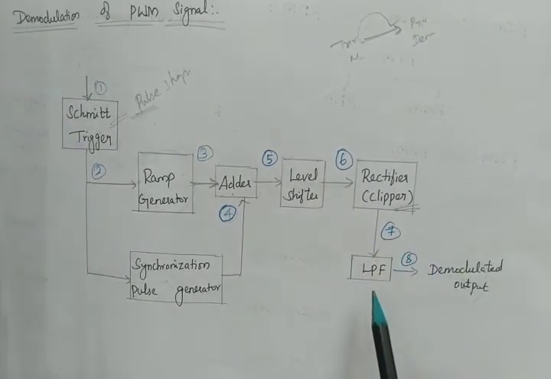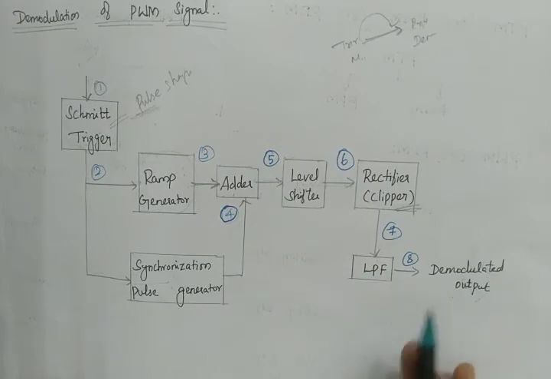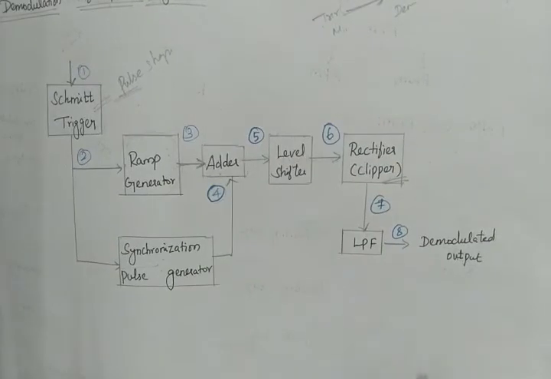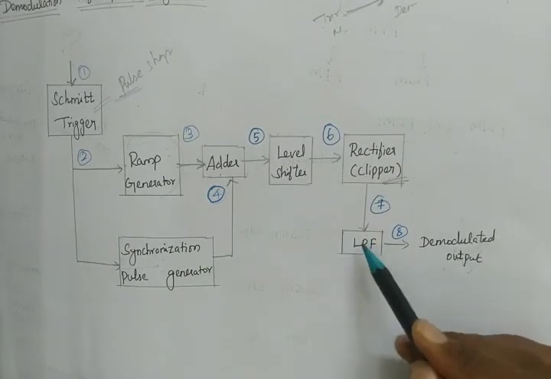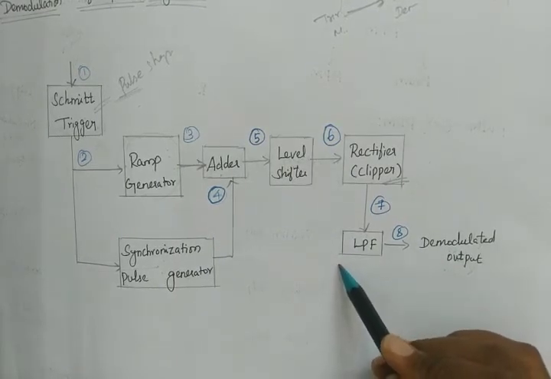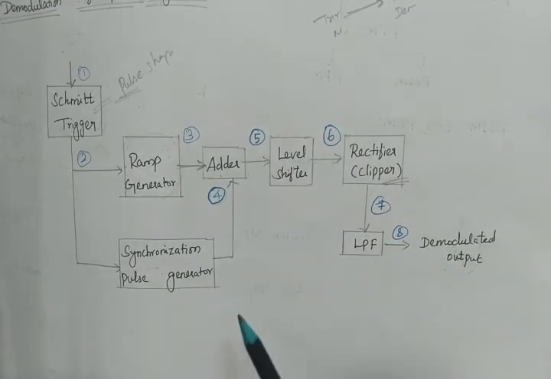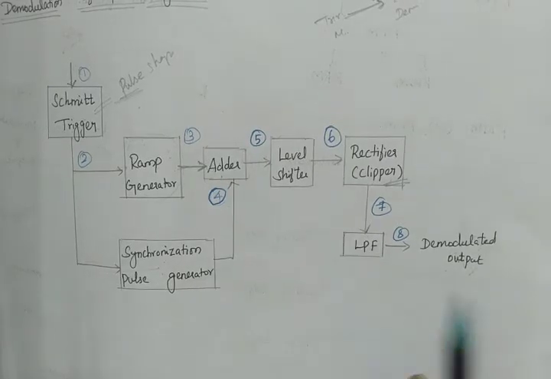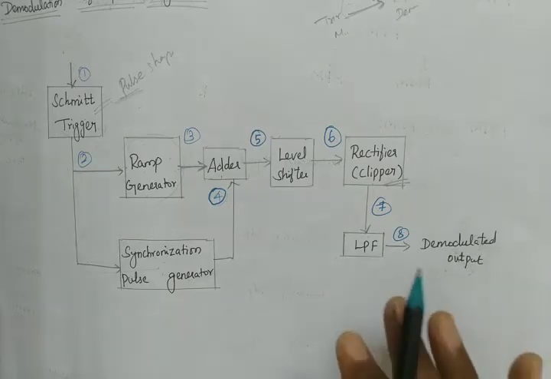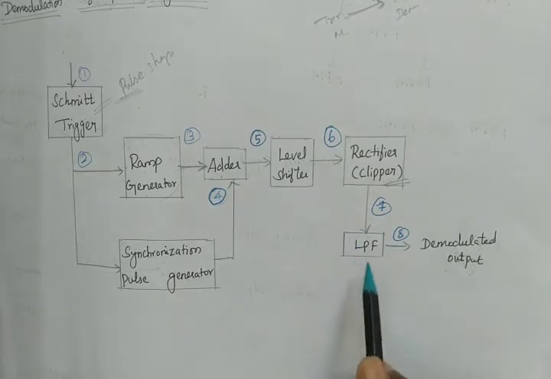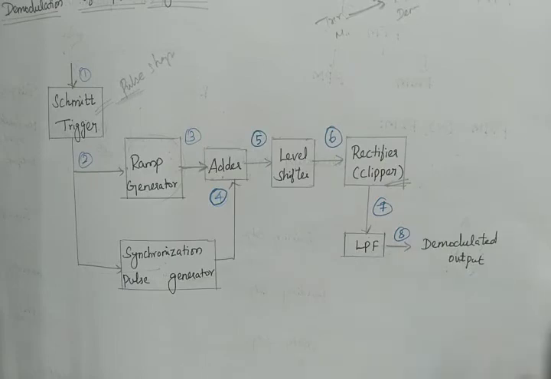Why are we using this LPF? Why don't we use this HPF? Because the signal which we are transmitting in the transmitter is always a low frequency signal, whereas the carrier will always be a high frequency signal, which I said earlier in my previous classes. So that is the reason why we are using this low pass filter here. Why don't we use the high pass filter? Because our original signal is always a low frequency signal. So we have to filter only that low frequency signal by blocking the high frequency signal. So we are using this low pass filter, and finally you will get the demodulated output.